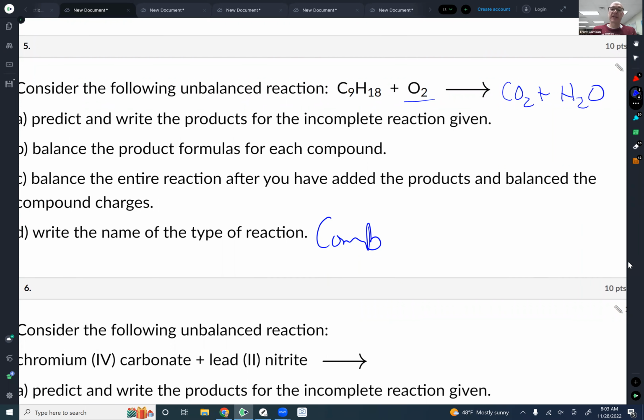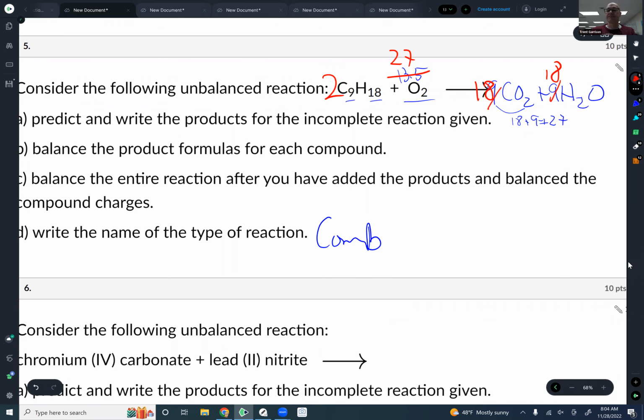Now, to balance this, I've got 9 carbons. I got 9 carbons. I got 18 hydrogens, so I'm going to need to put a 9 right here to give me the 18 hydrogens. Now, what I've got total here is 18 plus 9, which is equal to 27. 27 cut in half is 13.5. This is balanced, but we can't leave a decimal. So my final answer needed to be 2, 27, 18, and 18.